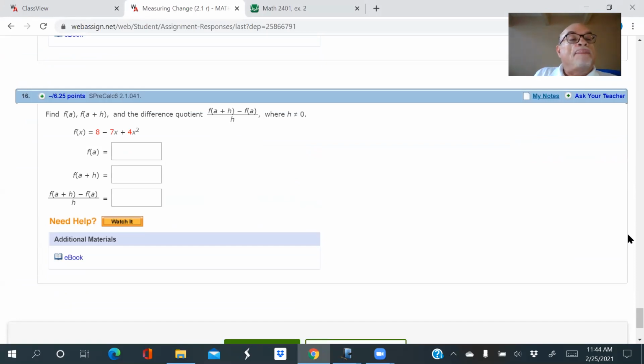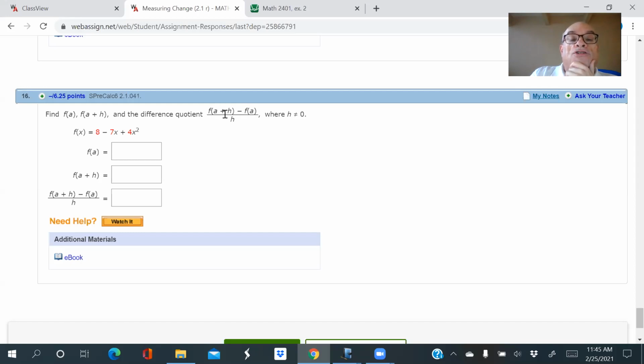Okay. Yeah. This is going to come up again later today, so it's worth reviewing anyway. They're giving us this function. This is just a nice quadratic function. Let me write it down so I can refer to it. Yours is probably slightly different, but the process we go through will be identical. Here our function is 8 minus 7x plus 4x squared, and we want to compute this so-called difference quotient. This is really just an average rate of change.